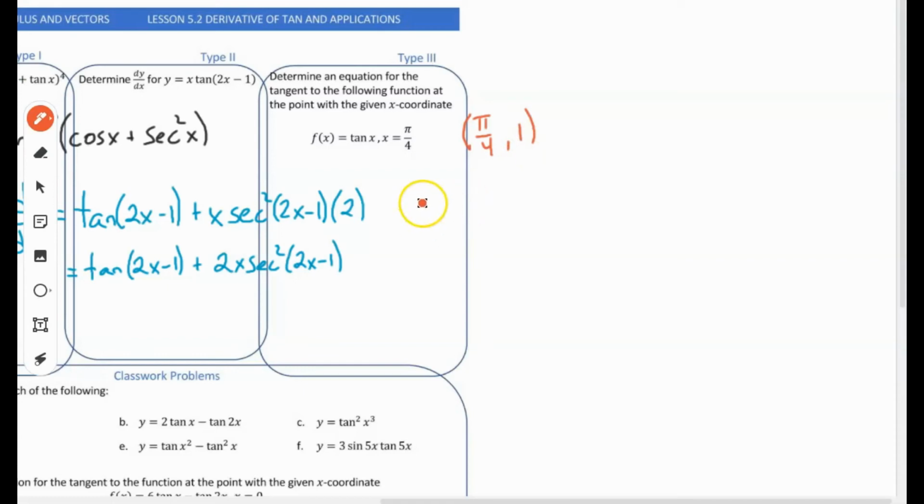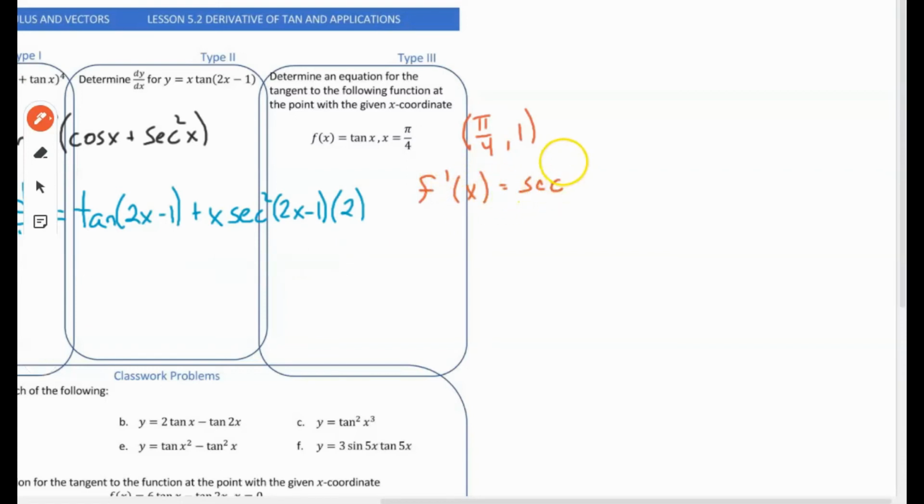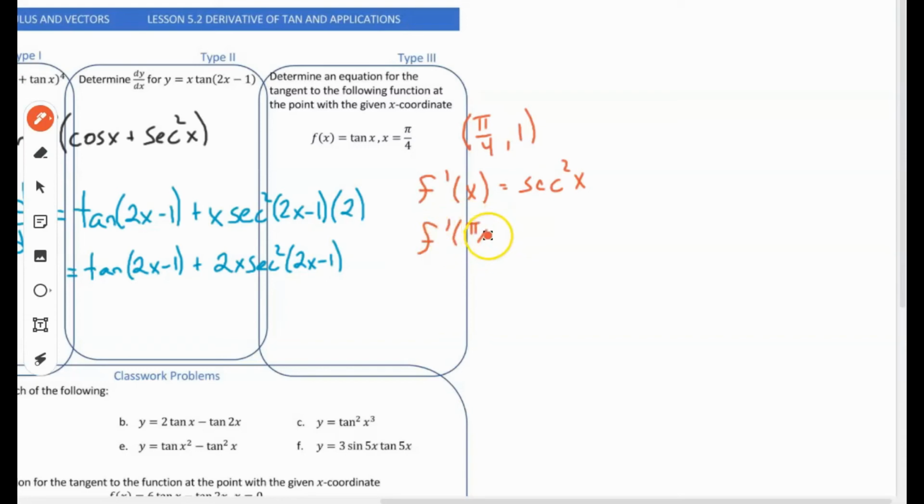So to do that, we're going to need the derivative. So the derivative of f of x is our secant squared of x. And to figure out what the slope is at pi over 4, we're going to find the value of this derivative at pi over 4. So the value of this secant squared of pi over 4 is 2.